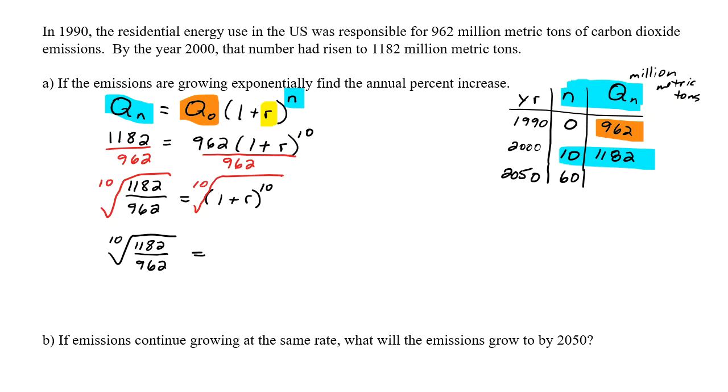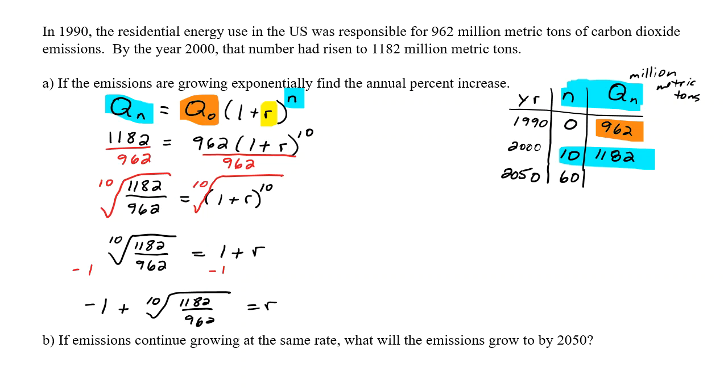Now, on the right-hand side, the 10th root and the 10th power undo each other, and so I'm just left with 1 plus r. Now, I can subtract that 1 from both sides, and my final undecimaled answer is this thing. Okay, so now we need to talk about how to put this into your calculator.